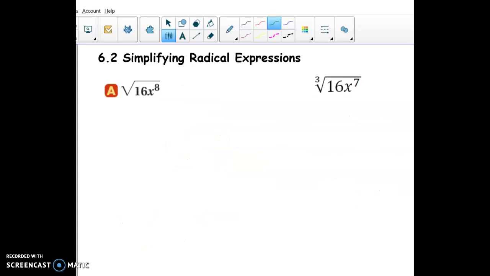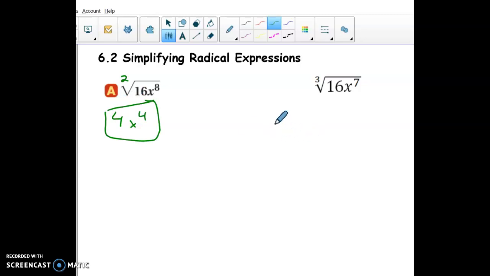All right, so a couple more simplify questions for you to try. First one, this is a square root, so if nothing's written there, it's a 2. And we don't have to do any splitting here because the square root of 16 is 4. And then this 8 is evenly divisible by 2. So you just have 4x to the 4th, and that's it.